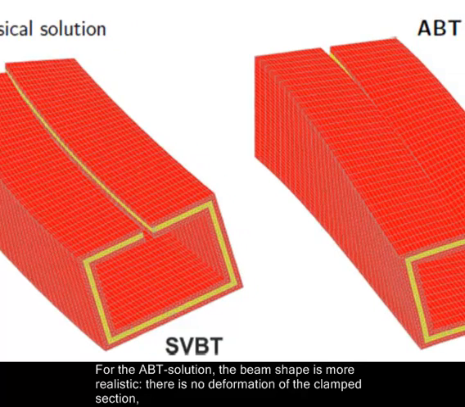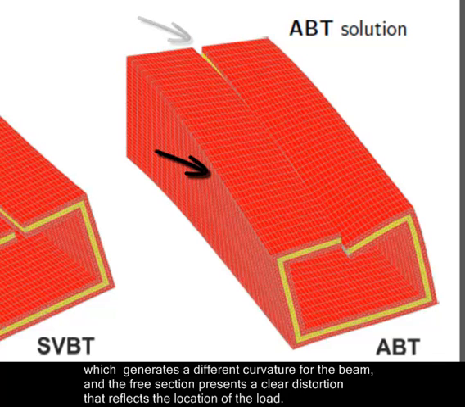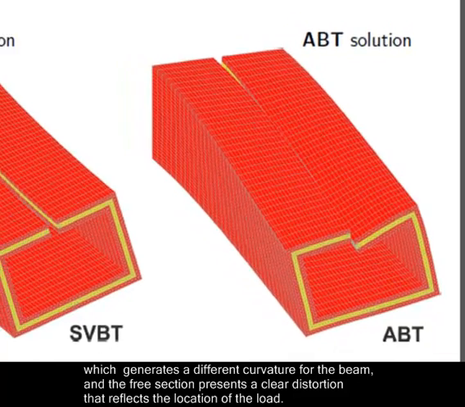For the ABT solution, the beam shape is more realistic. There is no deformation of the clamped section, which generates a different curvature for the beam, and the free section presents a clear distortion that reflects the location of the load.